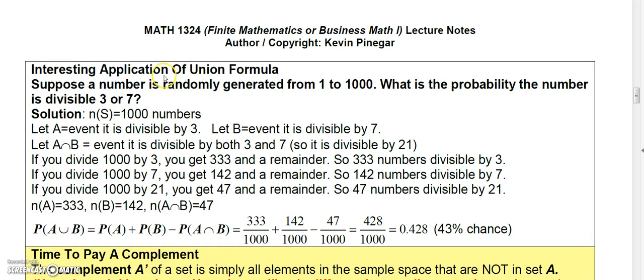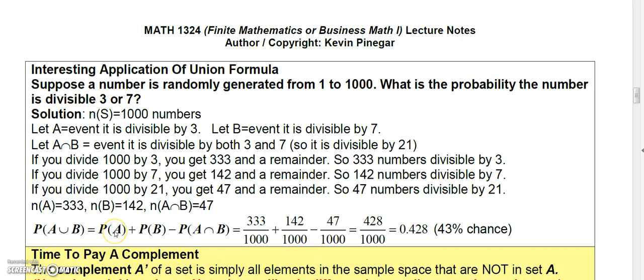Okay, I want to finish with an interesting union formula problem. Suppose a number is randomly generated from 1 to 1,000. What is the probability the number is divisible by 3 or 7? Well, we know the number in the sample space is 1,000 because there's 1,000 numbers we could get. Let's let A be the event it's divisible by 3 and B be the event it's divisible by 7. So what I want to know is the probability that the number is divisible by 3 or divisible by 7. So I'm really looking for the probability of A union B.